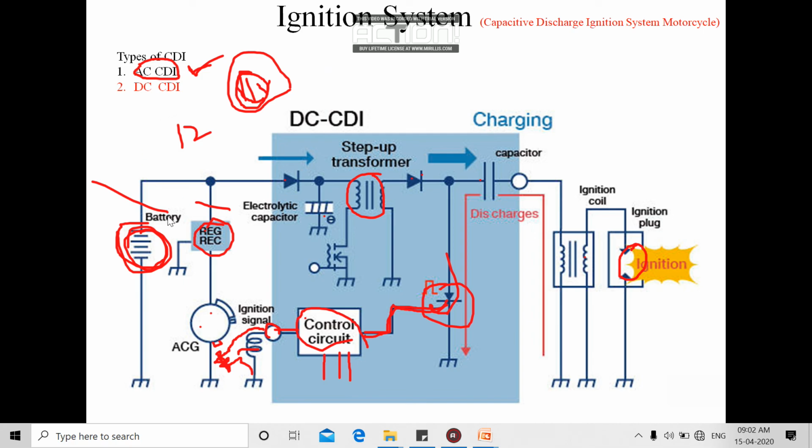So this is the advantage of our DC CDI. Because of that, most of the vehicles now coming in the market are of DC CDI only. They try to avoid the AC CDI system. So here we have completed the construction.